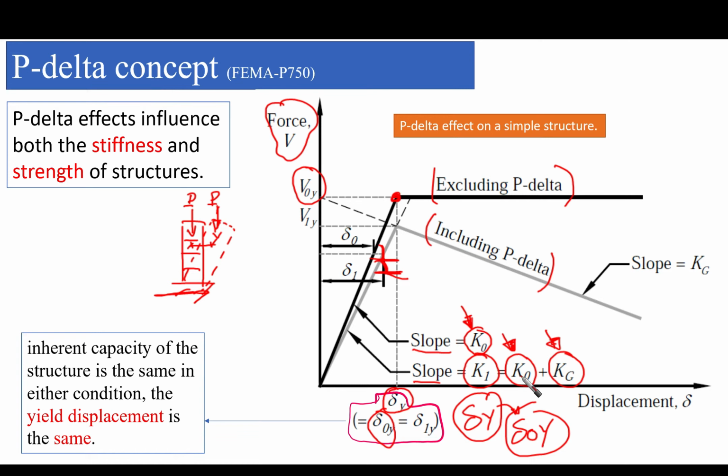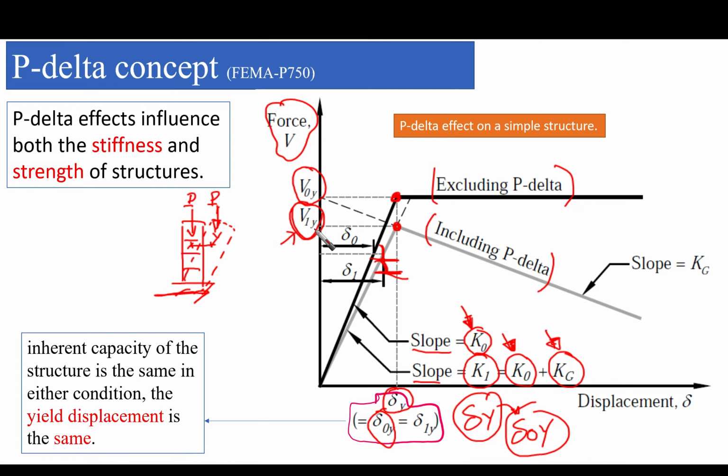next slide. Okay, so now we have this graph, and we can tell from this graph that including P delta in the analysis and design of the structure would affect two things. First, the stiffness would be changed, and second, there is a point here which is considered to be the maximum strength of the structure. It is different than V node yield. It is given a designation called V1 yield, which is the maximum capacity of the structure with the inclusion of P delta.